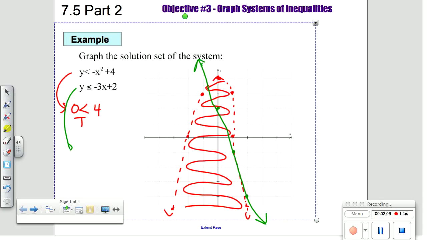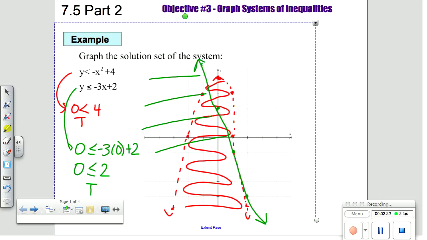And now we're going to test the point. So we'll say 0, 0 again is the point we'll test. So we get 0 is less than or equal to 2, which is a true answer. So for the green, we're going to shade this way here. Now, each of those is graphed there.